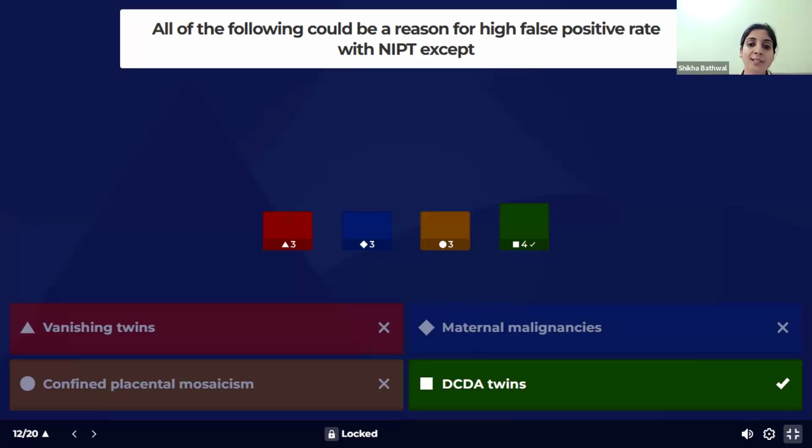As Dr. Shipra has already mentioned, with vanishing twins, if we look closely, when it has just vanished, it will be releasing a lot of cell-free DNA in the maternal plasma. So the value will be falsely positive. Similarly, maternal malignancy will cause a false positive, and even placental mosaicism. Routine dichorionic diamniotic twins will not lead to a false result. Next question.